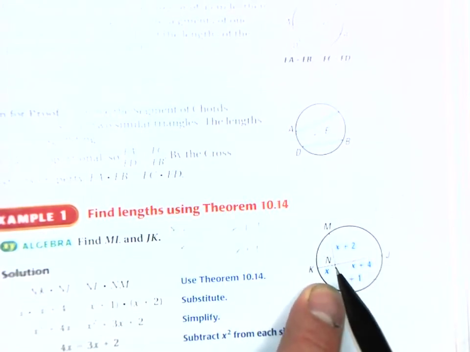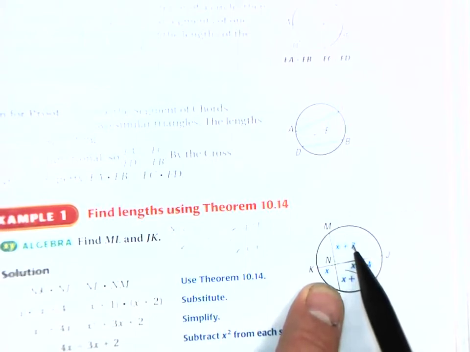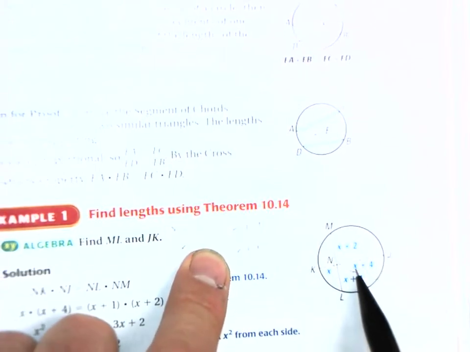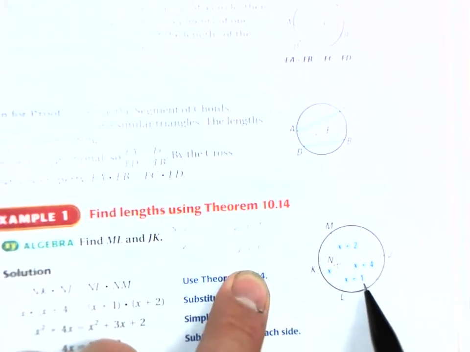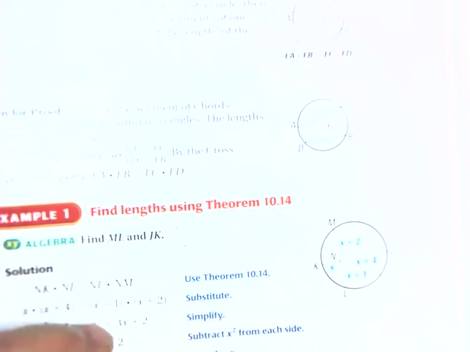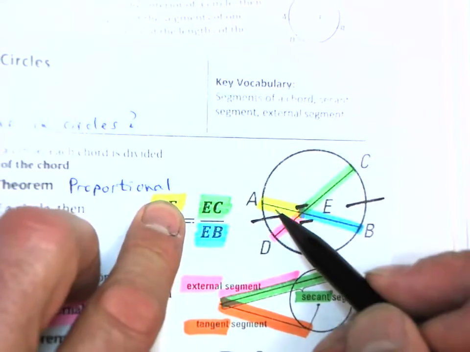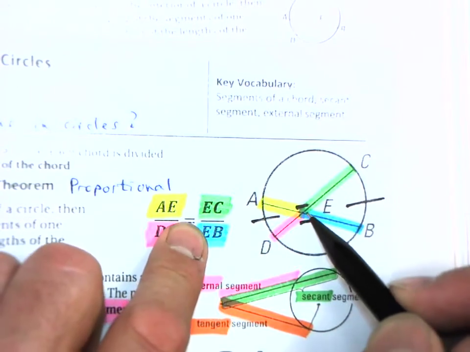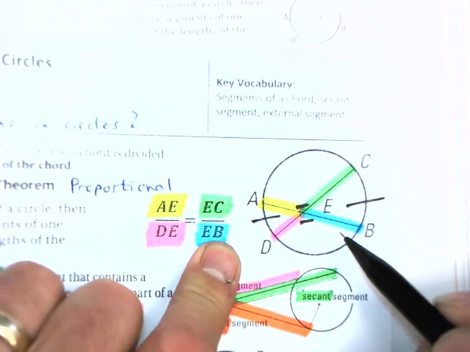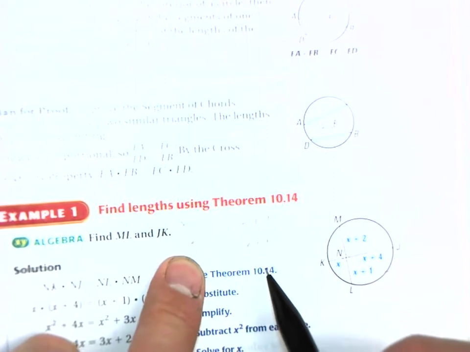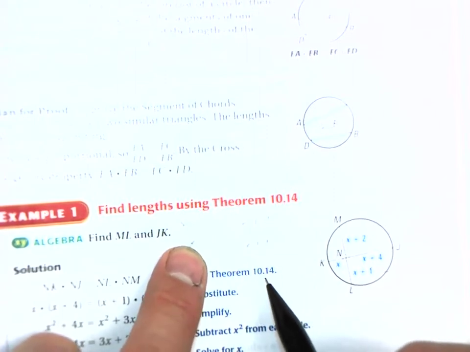So this segment of this particular chord, (x+2)/x = (x+4)/(x+1). All that I'm doing is this pattern right here: top left over bottom left equals top right over bottom right. And once we have this proportion, you know that we can solve for x by cross multiplying.